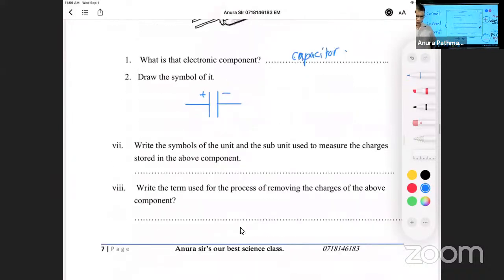Write the symbols of the unit and the subunit used to measure the charges stored in the above component. Farad and microfarad. What is the symbol for farad? F. Farads, farads.